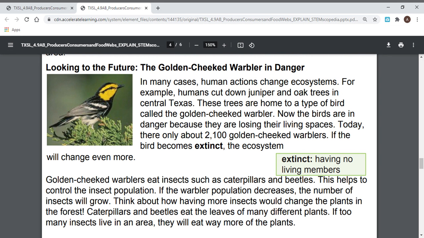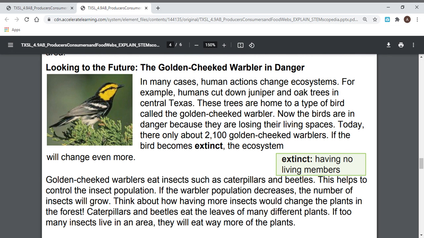Looking to the future: the golden-cheeked warbler is in danger. In many cases, human actions change ecosystems. For example, humans cut down junipers, an oak tree in central Texas. These trees are home to a type of bird called the golden-cheeked warbler. It's a tongue twister, sorry guys.